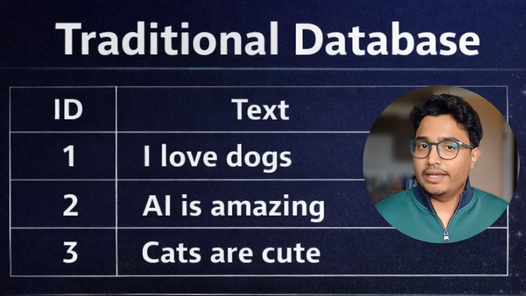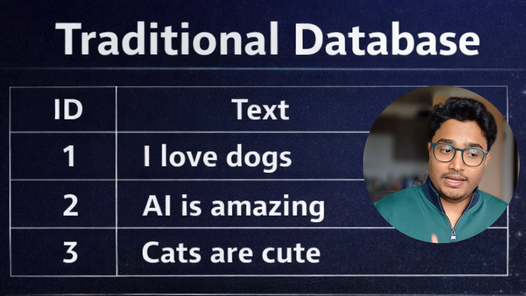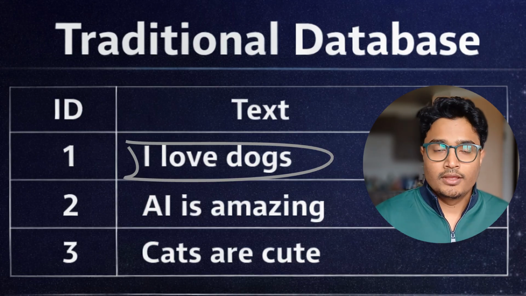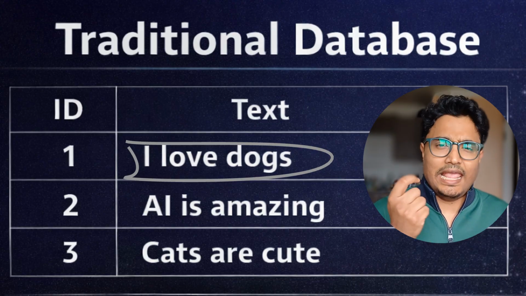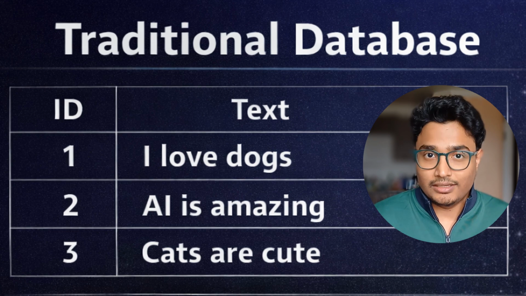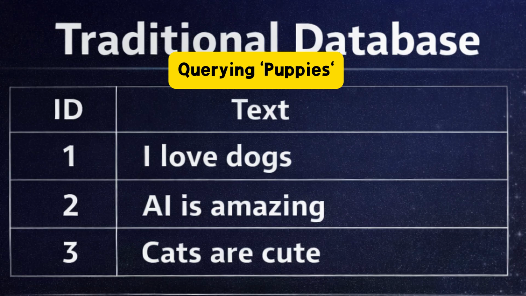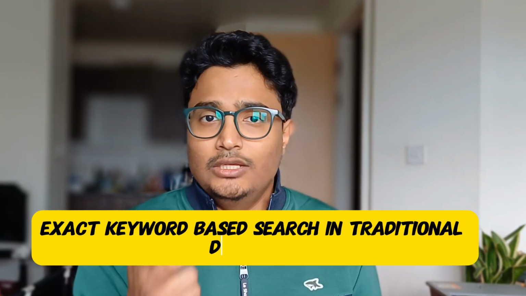Let's say we have a normal database containing some textual data. Now let's say I have these three texts inside my database, and I want to search all those lines which have dogs. In a traditional database, when you write a query, you need to give the exact keywords. Otherwise, it won't be able to give you the right data. If you query puppies, which is similar to dog, will the traditional database be able to answer you? No, it cannot, because traditional databases work on exact keyword match.